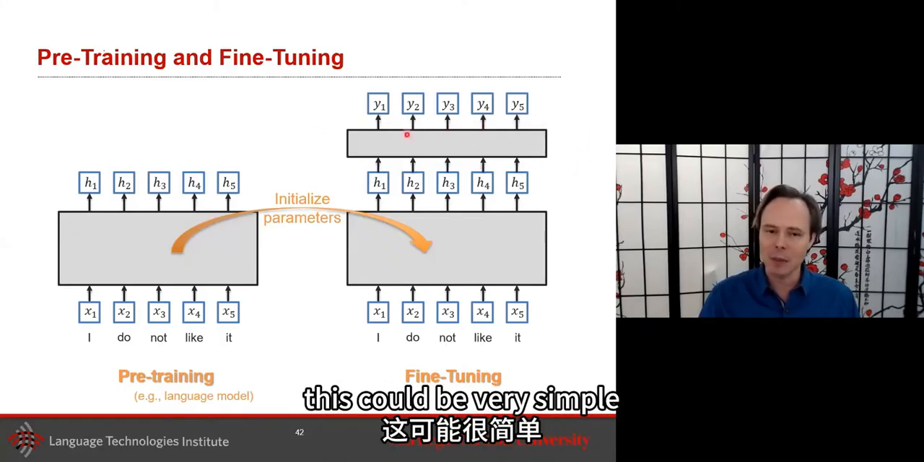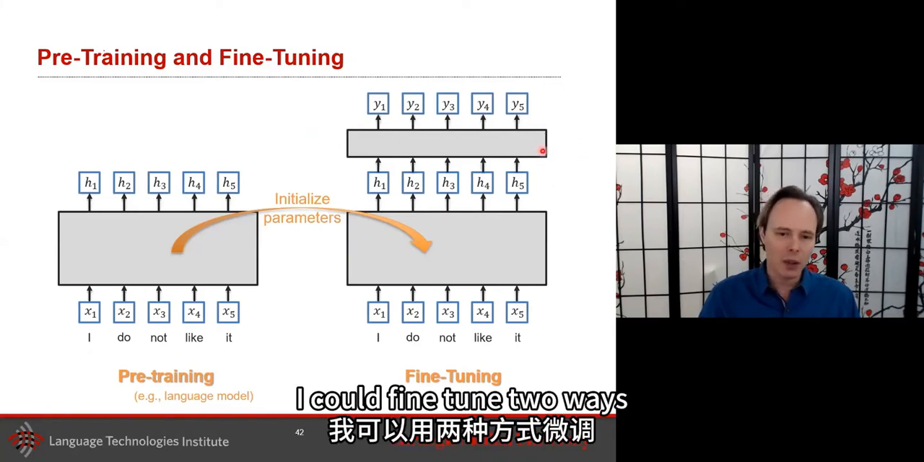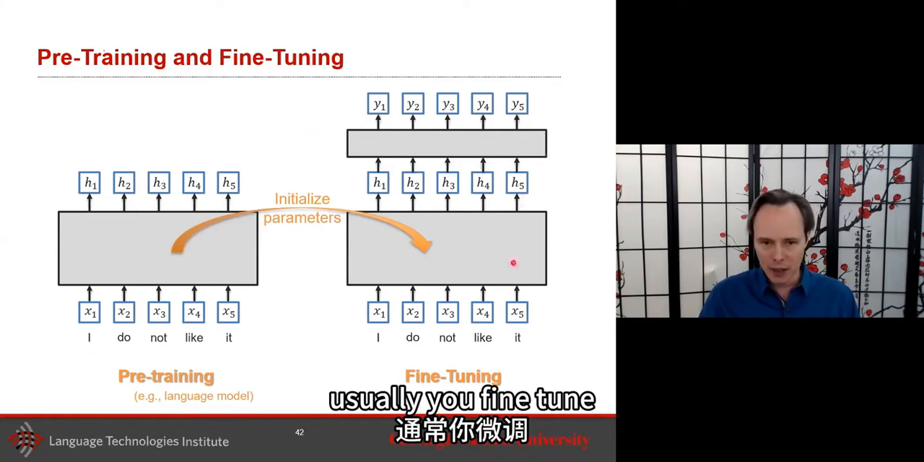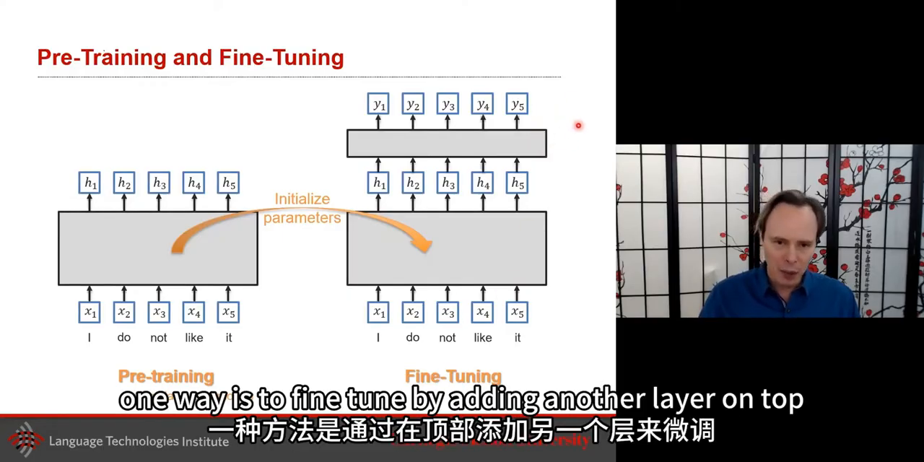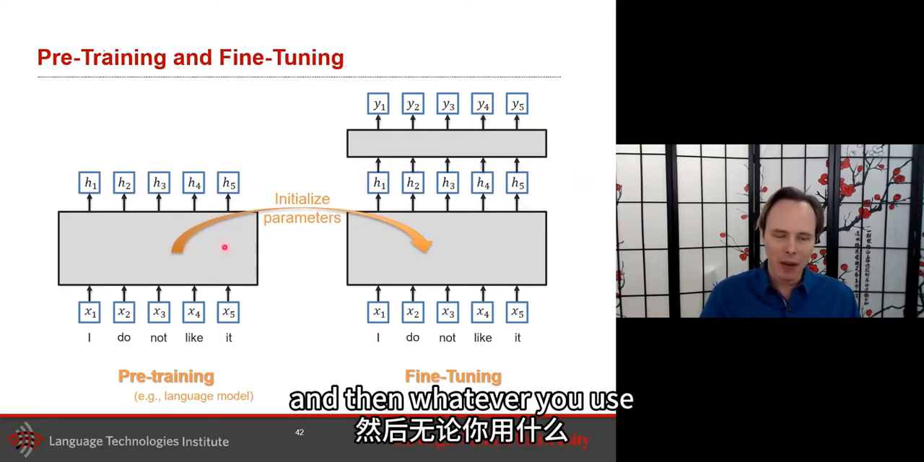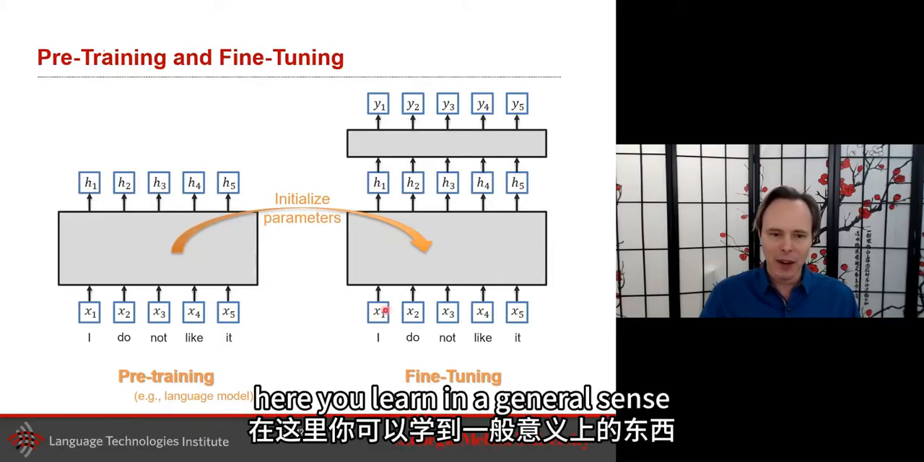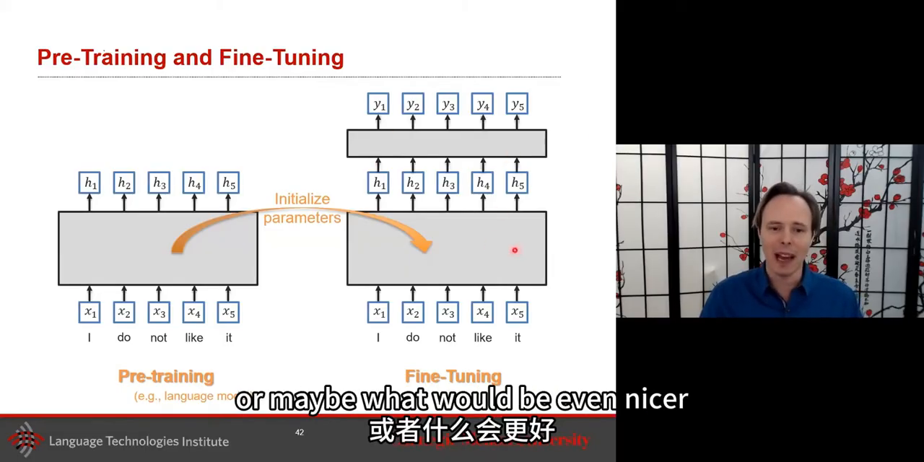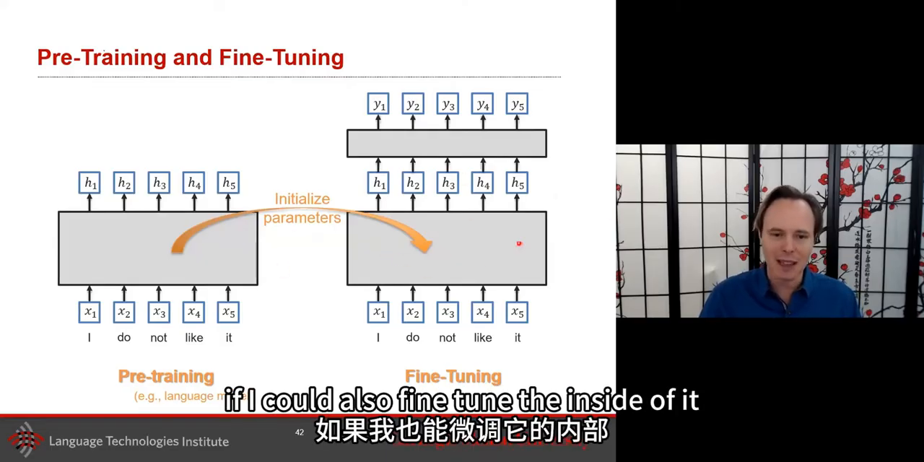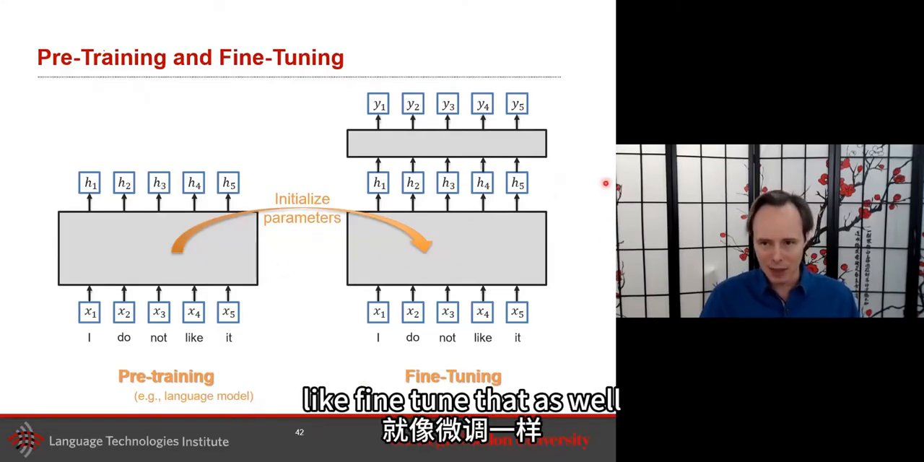This could be very simple. I could fine-tune two ways. One way is to fine-tune by adding another layer on top: whatever you use here, you learn in a general sense, and then you add a few layers. Or maybe what would be even nicer is if I could also fine-tune the inside of it, like fine-tune that as well.